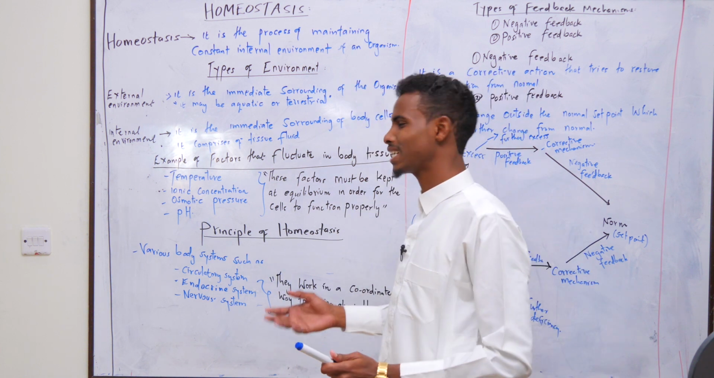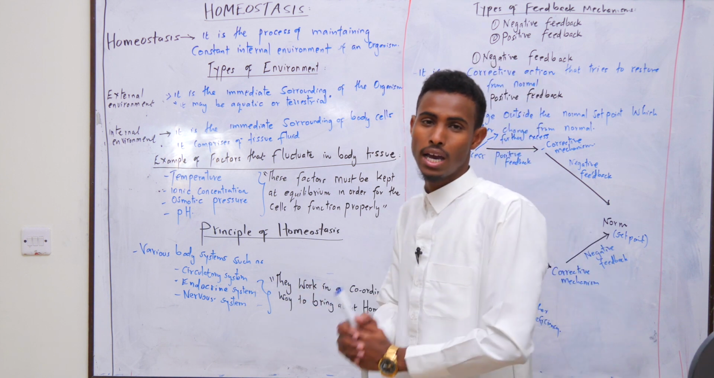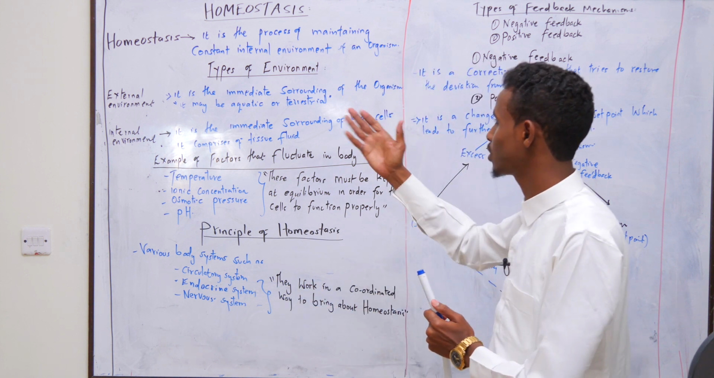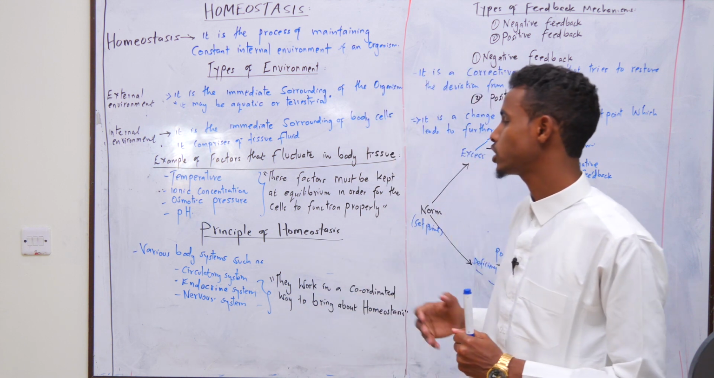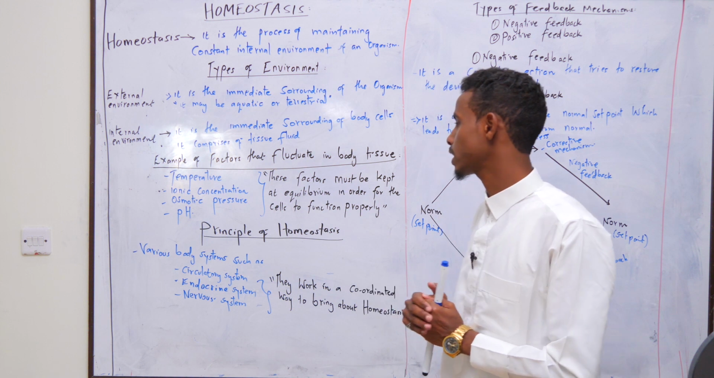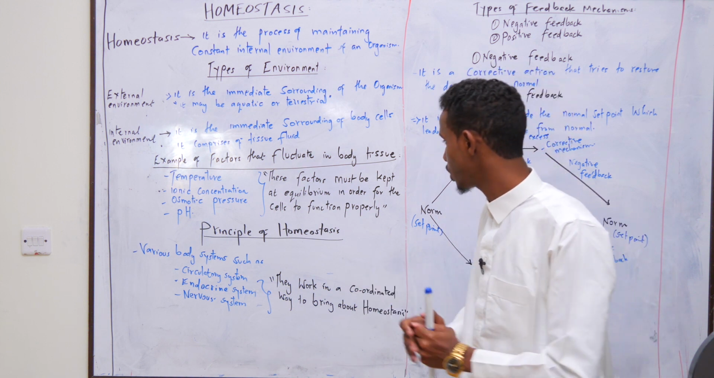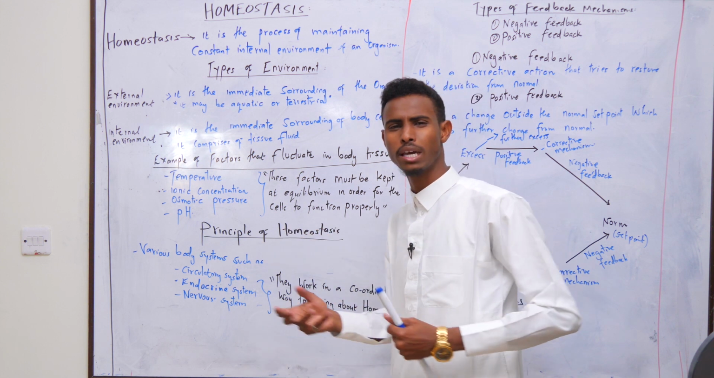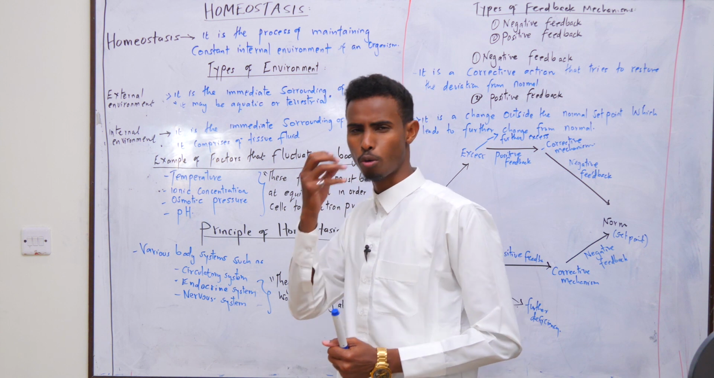Now, examples of factors that fluctuate in the body tissue and need to be restored, and at times we say they bring about the process of homeostasis, are, just as an example, the temperature, the ionic concentration, the pH, and the osmotic pressure. Now, these factors must be kept at equilibrium in order for the cells to function properly.